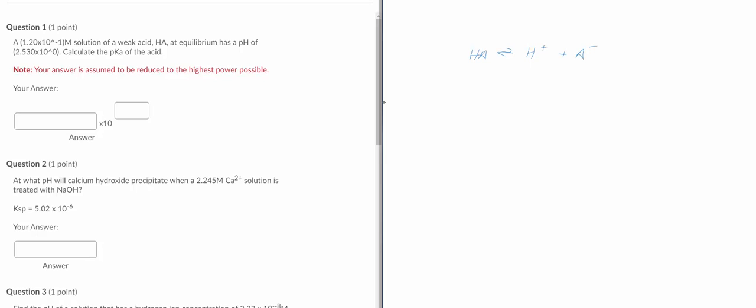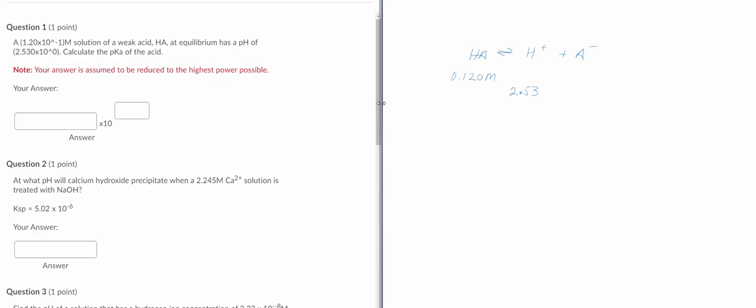So it would be at equilibrium with its parts, hydrogen and its conjugate base. And we're told that we have this concentration of weak acid, 0.120 molar. It has a pH of 2.53. So calculate the pKa of the acid.